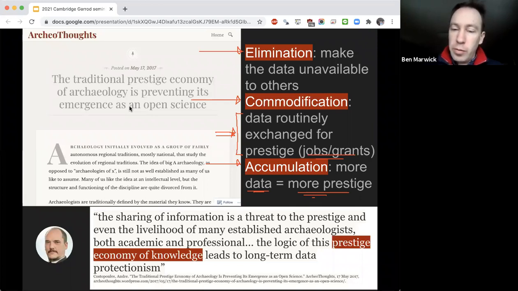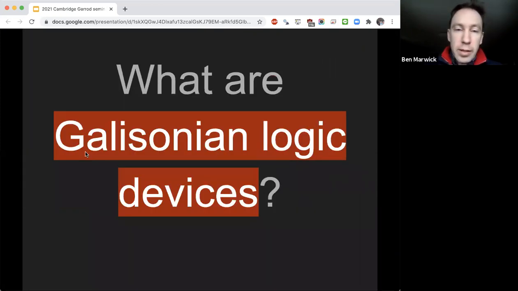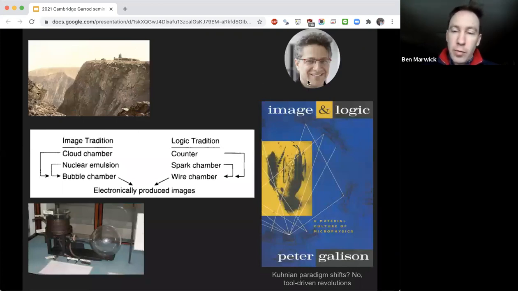So now what I want to do is introduce how Galisonian logic devices help us to realize some of these opportunities. So let's just take a look. All right, so what are they? This is Peter Galison here. He's a philosopher of science, I think currently at Harvard. He has this book, Image and Logic, which is a fun read about the history of micro particle physics. And he makes this distinction in his book, in the history of physics, between the image tradition and the logic tradition. And the logic tradition is what I'm talking about when I say Galisonian logic device. I'm talking about the devices that Peter Galison recognizes in the logic tradition.